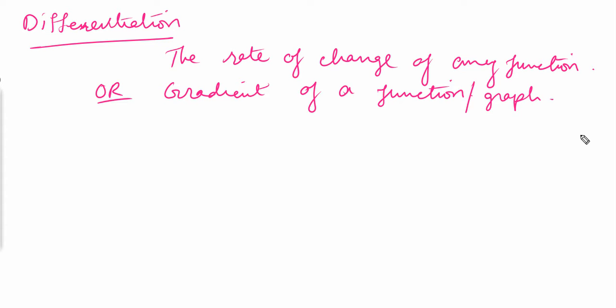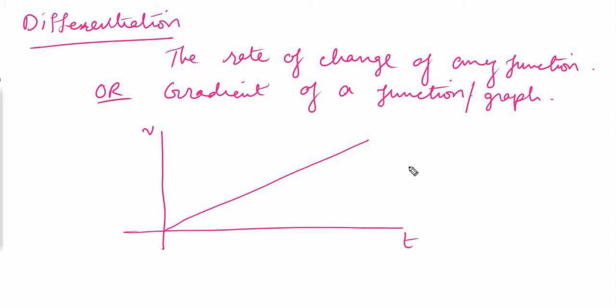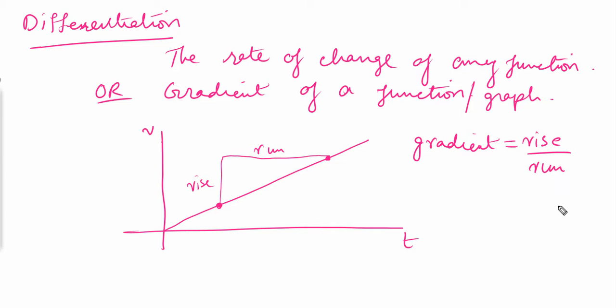Now rate of change is called the gradient, and let's make a graph and then I'll show you how we can find the rate of change from a graph. So let's suppose this is a velocity time graph where velocity is on the y-axis, time is on the x-axis, and it's a straight line going up. We have to find the rate of change of this graph. So I'll take 2 points on the graph and do rise over run. This is the rise, this is the run. So my gradient is equal to rise over run. That gradient is also called the derivative or the differentiation of this graph.